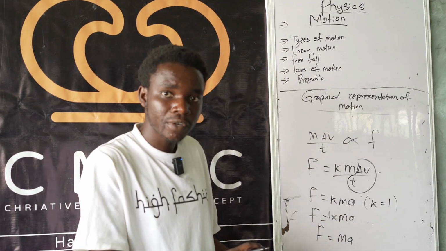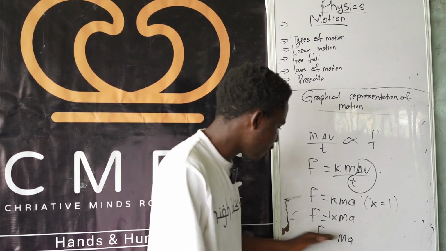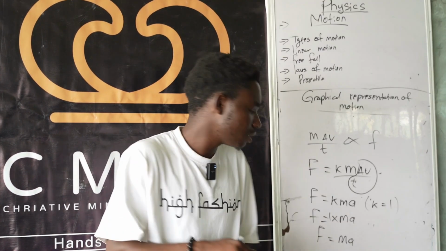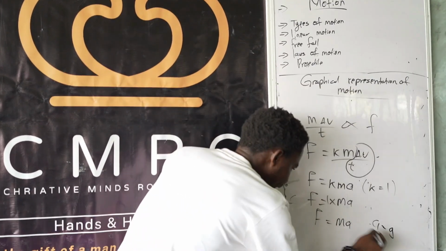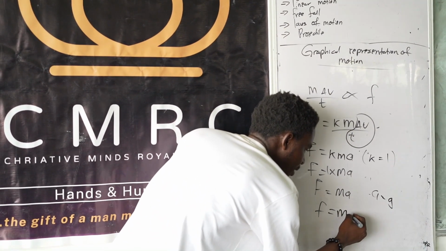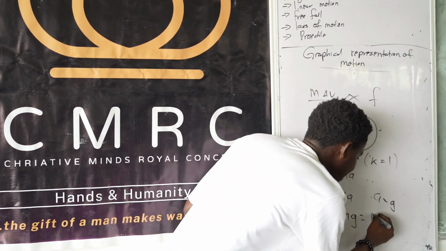Now, that is force, fine. But this is for horizontal motion. When it comes to vertical motion, I said my A is always equal to g. So if my A is equal to g, I will have my F equal to mg. And if it is equal to mg, it's also the same thing as the weight.